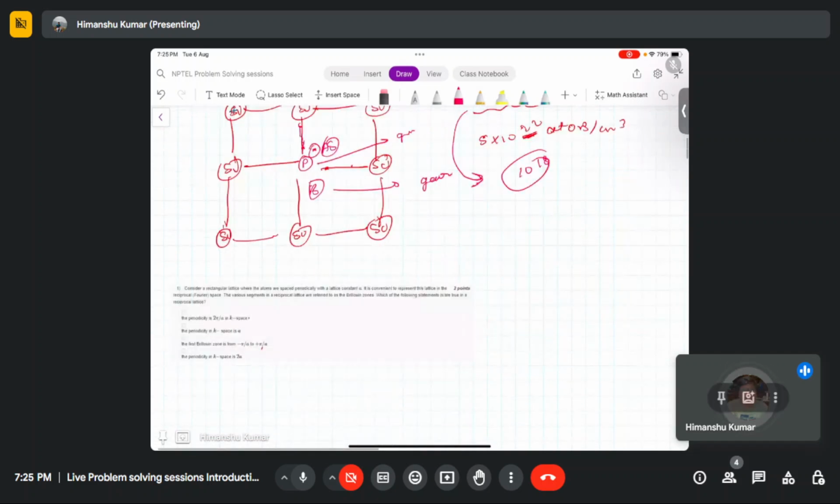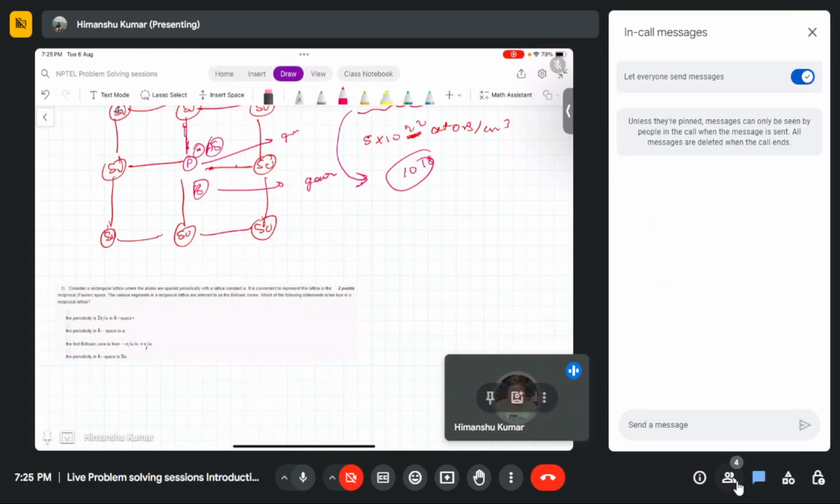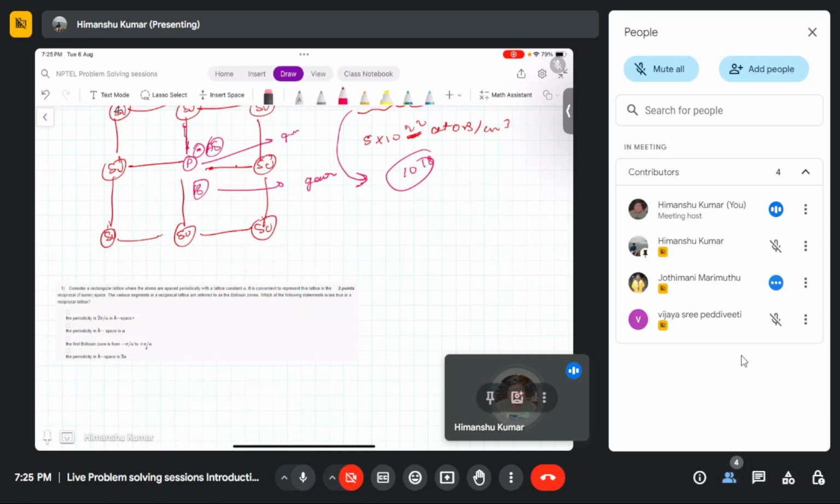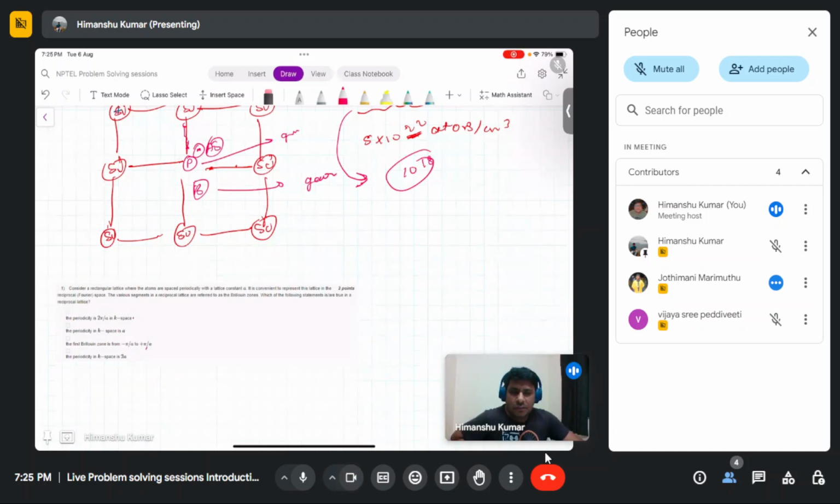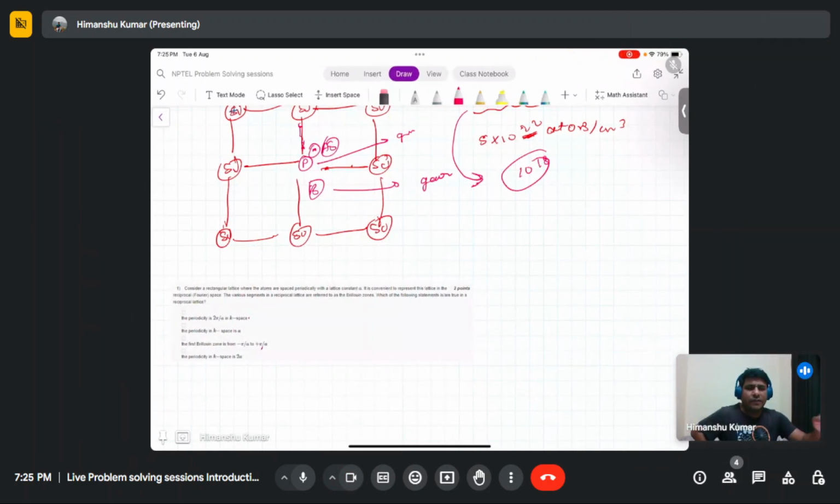So if you have any doubt, you can ask. I will pause for some time, and then we can move ahead if you don't have any doubt. So you can write in the chat box, or you can just turn on your mic, or you can raise your hand. If you don't have any doubt, then we can move further.